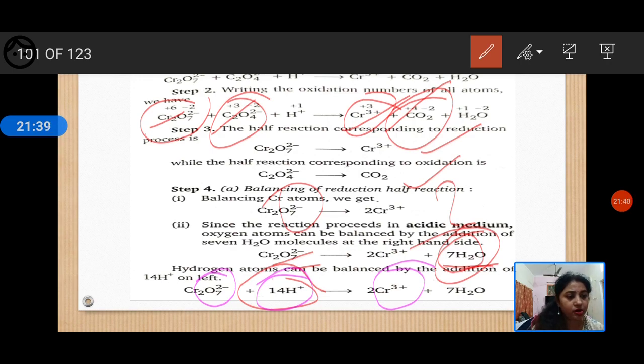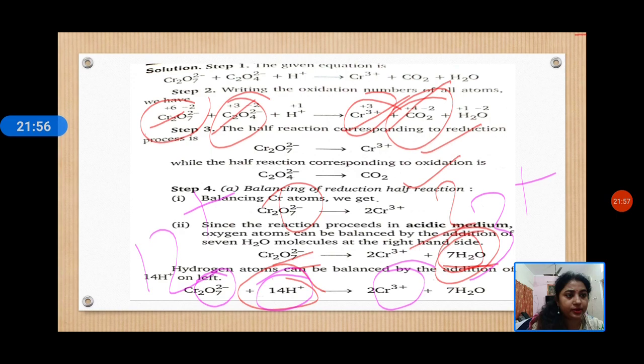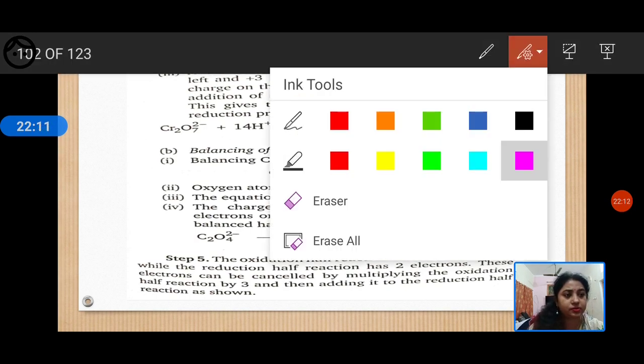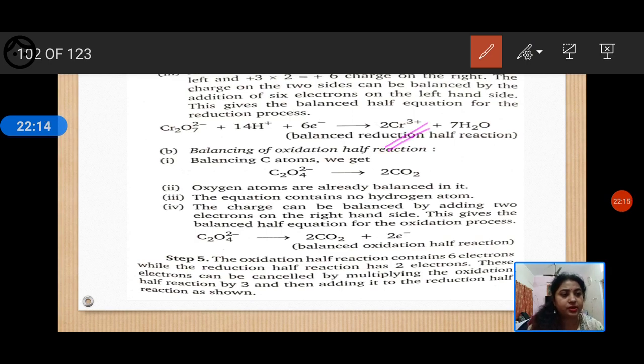After balancing the hydrogen and oxygen, let's come to the number of charges. Here 14 hydrogen plus 2 oxygen 2 minus, so total 12 positive charges here and 3 positive charges there in the product side. Okay, the same thing. Plus 3, 3 twos are 6. 2 chromium is here, so 3 twos are 6 electrons.